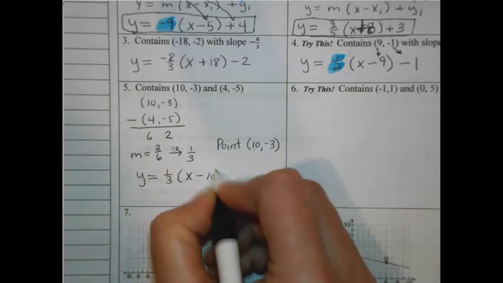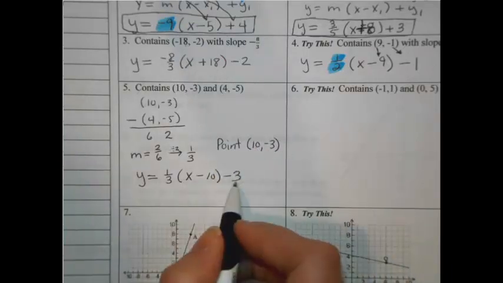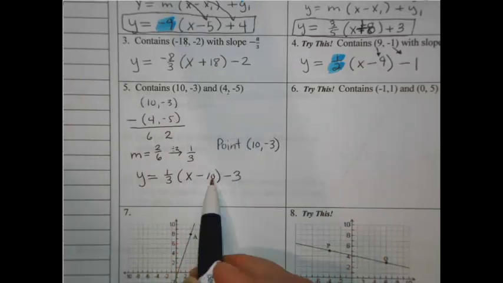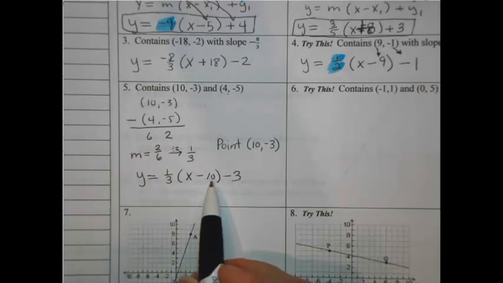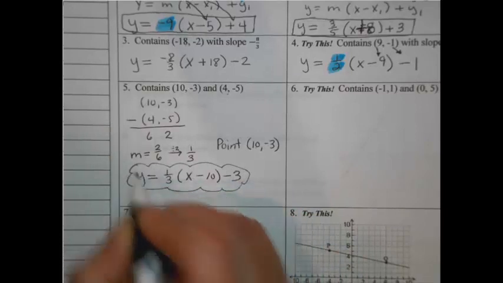We chose 10, and then add on the y-coordinate. There it is. Now, had we picked the other point, we would have come up with different numbers right here, but in a graph and an equation, it's the same line. So we can use them the same way. So we'll take this answer.